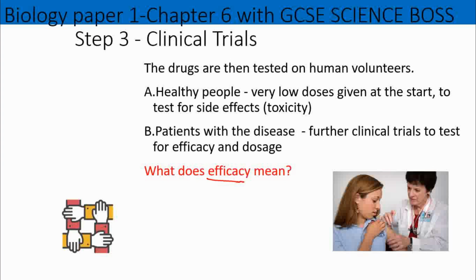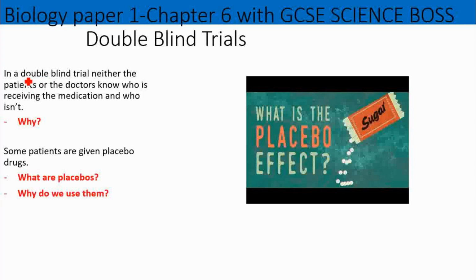Now, in step 3, sometimes this is done as a double blind trial, okay? And a double blind trial is one in which the patient doesn't know and the doctor doesn't know who is receiving the medication. The reason that is done is so that it prevents any sort of bias. Because if you think about it, if I'm the doctor and I think that this drug is going to work, when I'm collecting my data, I'm going to be biased because I'm going to look for things which are working.